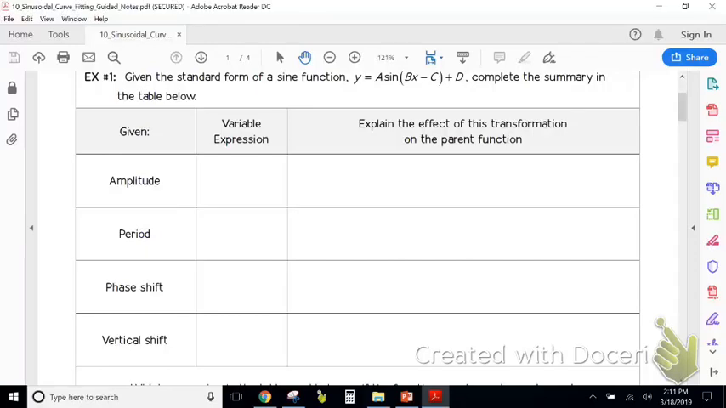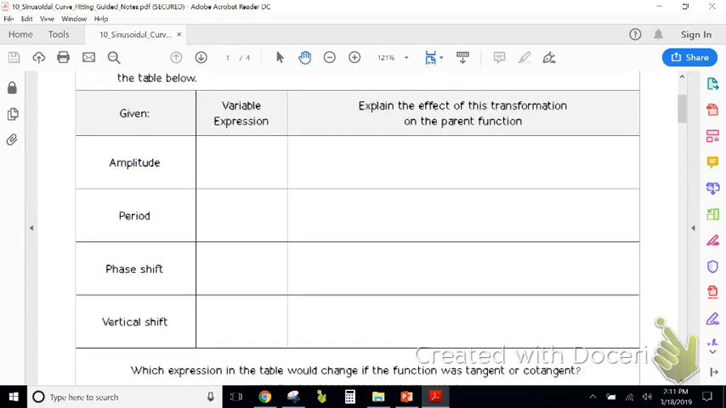Given the standard form of a sine function, y equals a sine of bx minus c plus d, complete the summary in the table below.